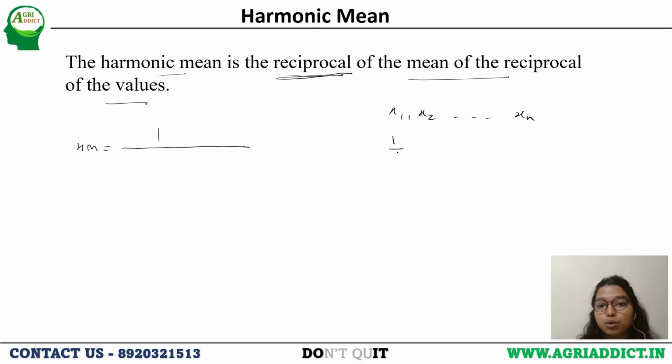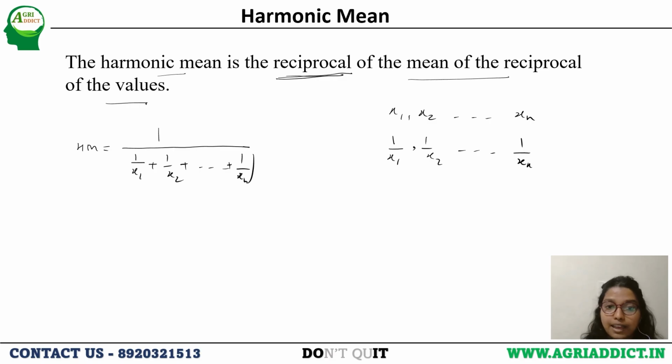So first we take the reciprocal of each value: 1 upon x1, 1 upon x2, like this, 1 upon xn. And we have to calculate the mean. It means we add them and divide by the number of observations. So we add 1 upon x1 plus 1 upon x2, similarly till 1 upon xn, and divide it by n. But rather than dividing by n, we can also write it as 1 upon n. This is the simplest formula.